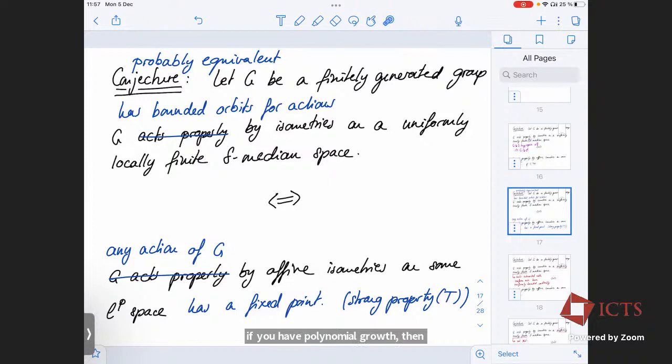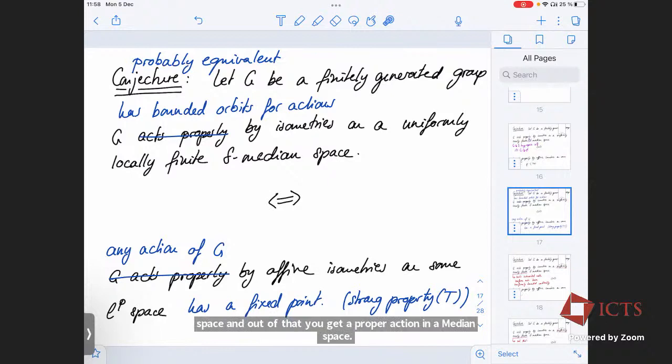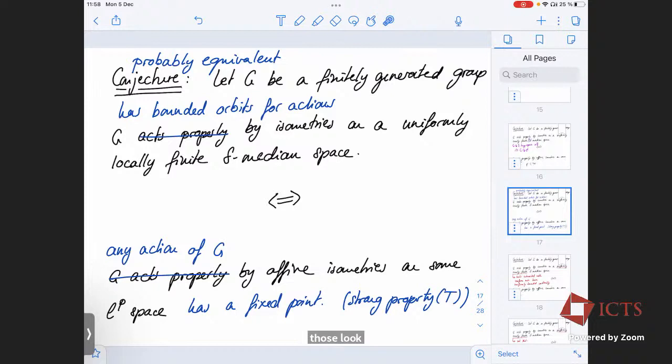Yeah, so this is something that I totally don't understand. That's something rather mysterious to me. So if you have polynomial growth, you get amenability, and out of amenability, you get a proper action on a Hilbert space, and out of that, you get a proper action on a median space. And I don't know how those look. I have kind of a vague idea of how things look geometrically, but I understand the case Z^n or R^n. The nilpotent case, I don't understand. I think you get an action on a median space, but the action is not co-compact. And I don't have a good vision of the median space.